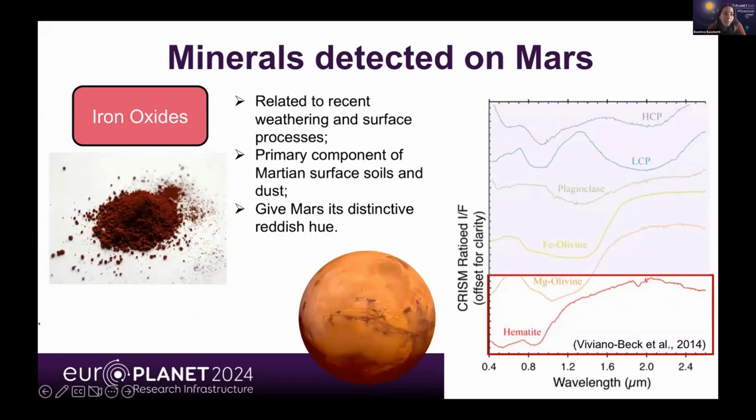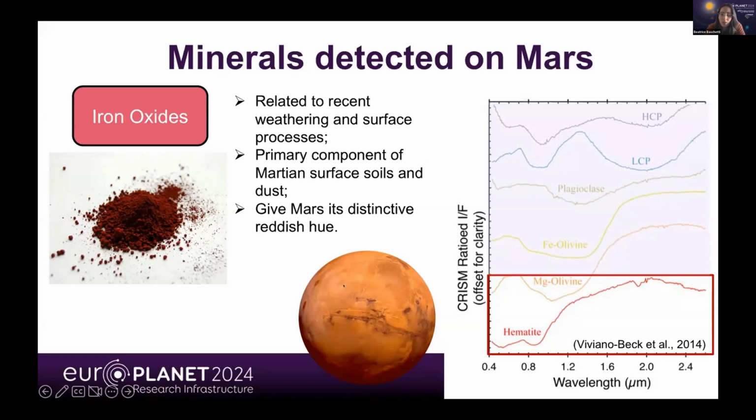Moving on to a different kind of mineral, we have iron oxides, which are present almost everywhere on the surface of the planet, and are mainly related to weathering of the crust of Mars. They are the primary component of the soils and dust of Mars. So that's basically what gives Mars its red color.